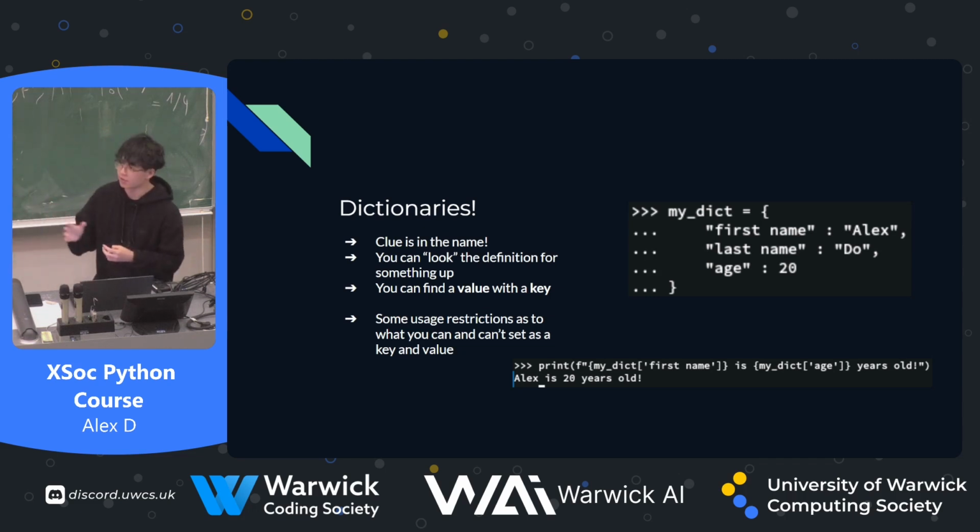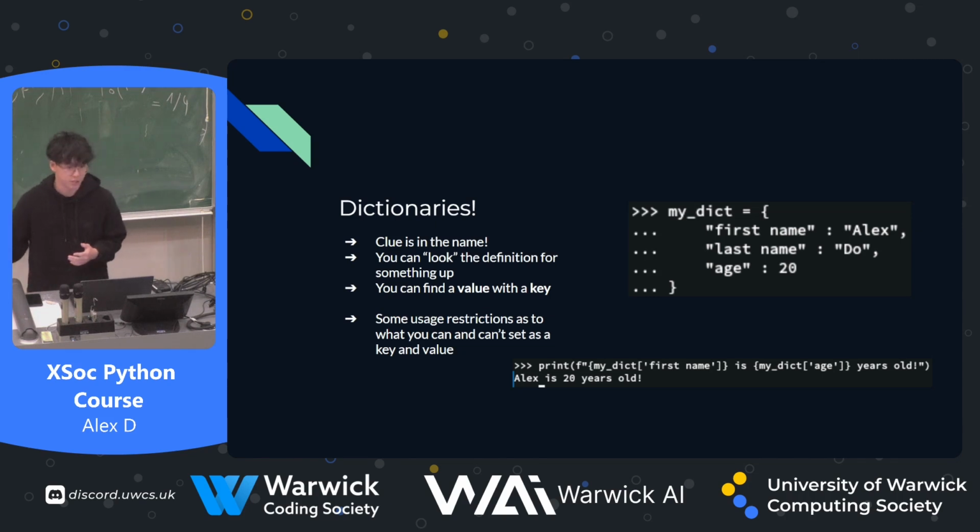Here our dictionary says first name, then colon, Alex. That means when you call my dictionary with first name, it's going to give you back Alex. For last name, it's going to give you back Doe, and for age, it'll give you 20. And then you can index it as below.